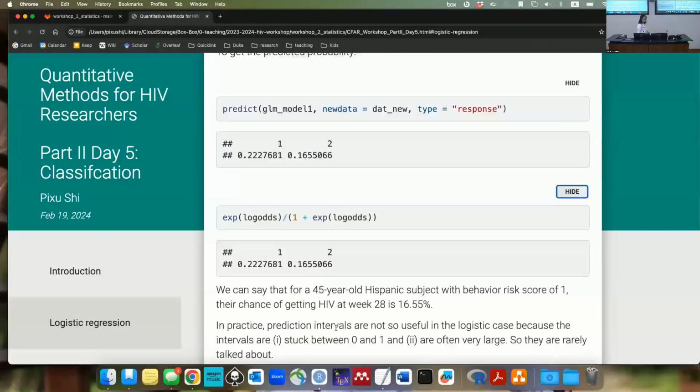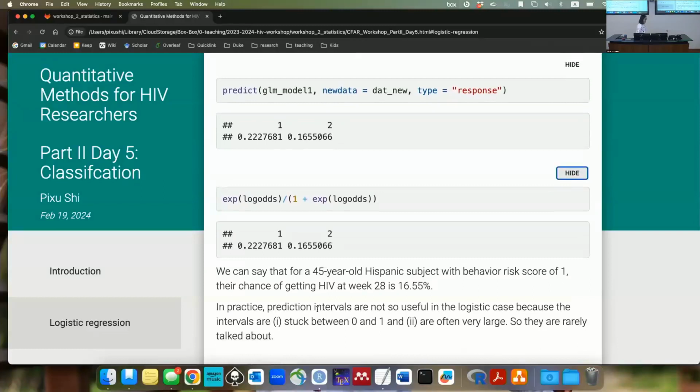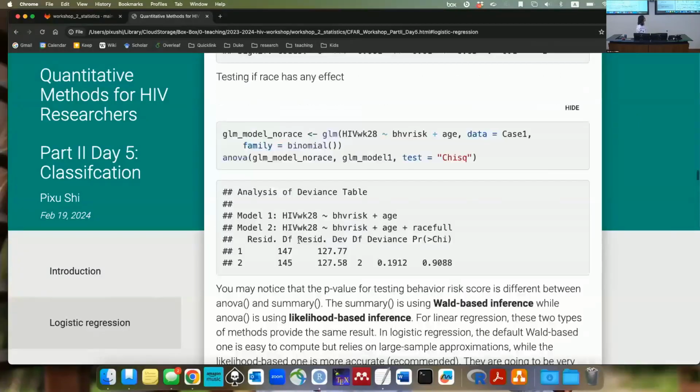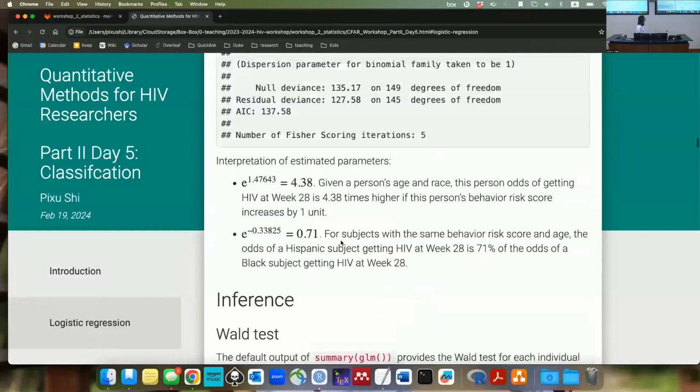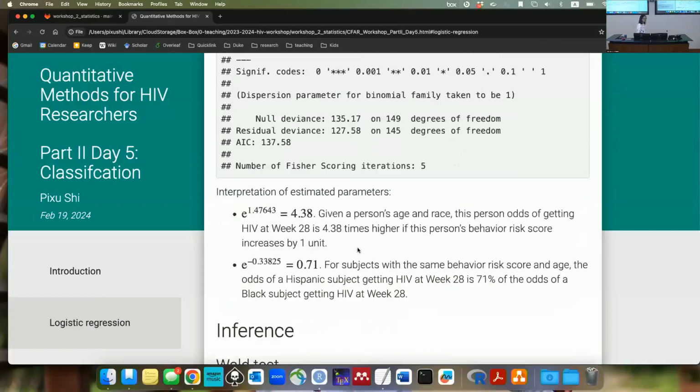Any question about the logistic regression, making predictions, doing inferences? So logistic regression can be used to find the association between a predictor and the outcome like we did here. You can look at the table here and find which one is significantly associated, and you can use it to predict the probability of a patient getting infected. You can also use it as a classifier. So instead of getting a probability, you can say that if the probability is larger than 0.5, I'm going to say this patient is infected.